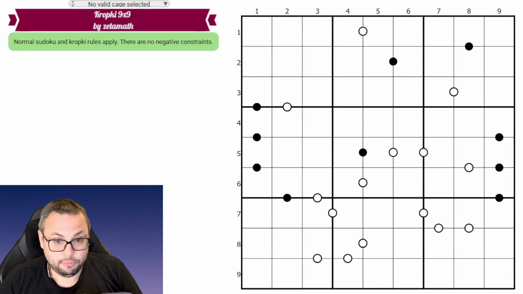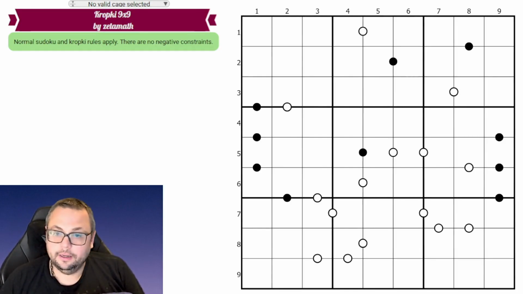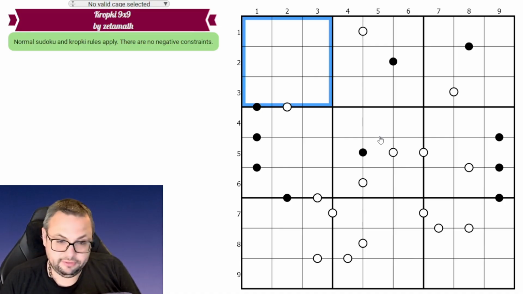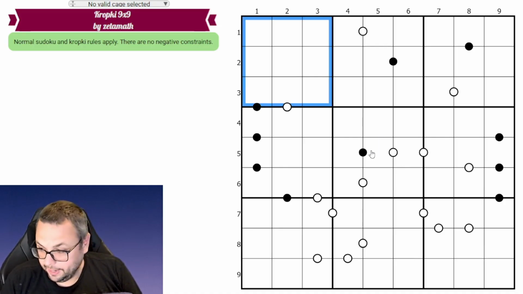Today we have a Kropki Sudoku puzzle. We have normal Sudoku rules. So we need to fit the digits 1 through 9 exactly once each in every row, column, and box.